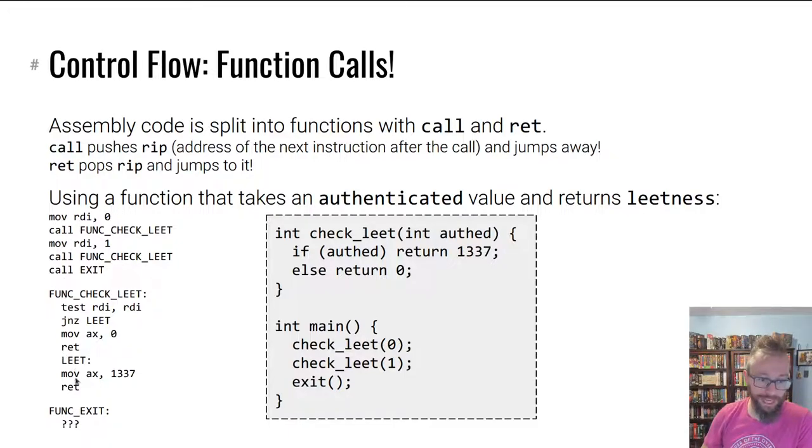All right, when this call happens, we push the address of the next instruction, the value of RIP, onto the stack, and we go to the function. When it returns, either of these returns, we pop that value off the stack and go back to the next instruction, and continue execution. So we call checklead with argument zero, then we continue going. When checklead returns, we call it with argument one, and then we call exit, and boom. And we'll talk about how to exit a program in the next video. Boom, how cool is this?